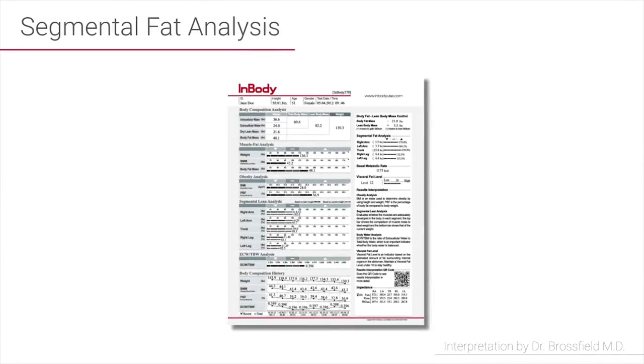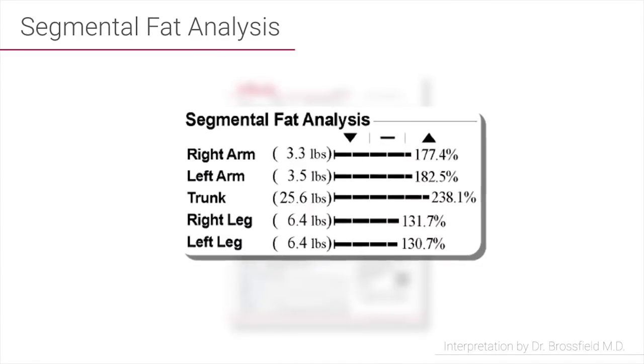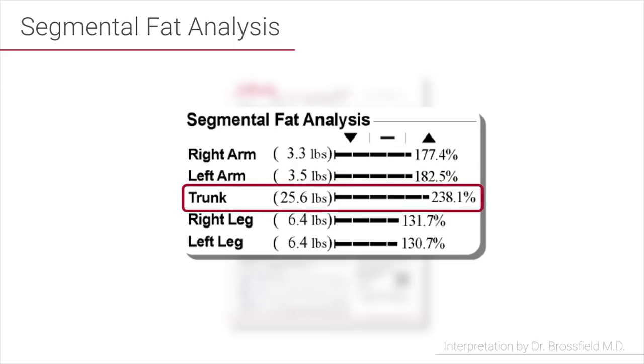I'm going to move to the top right of your results sheet. This segment, called segmental fat analysis, is a description of how much fat is being stored in each segment of your body. So you can look at your right arm, your left arm, your trunk, and then your legs and see where fat is deposited. Most of us carry more fat in our trunk than in our limbs, and so you'll be able to see that by noticing that the bar for trunk moves a little further to the right than probably your upper body or arms or your lower body or legs.